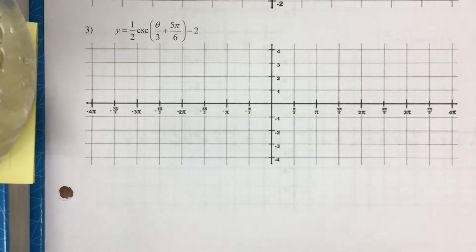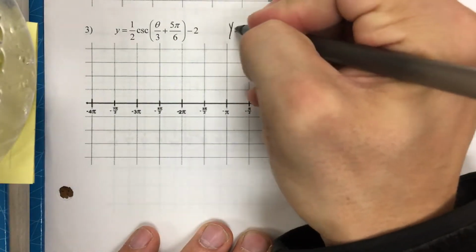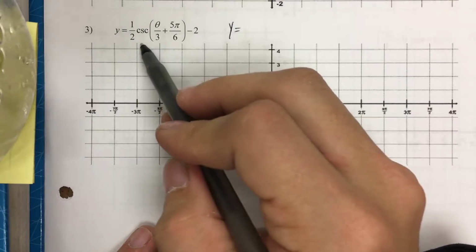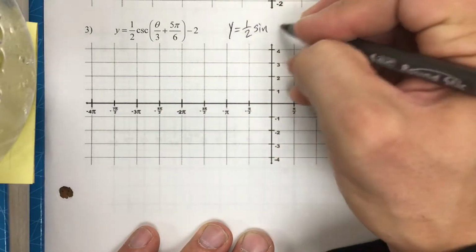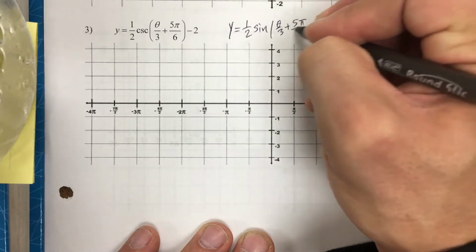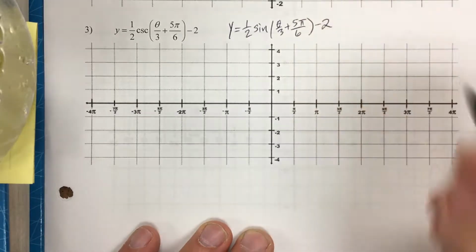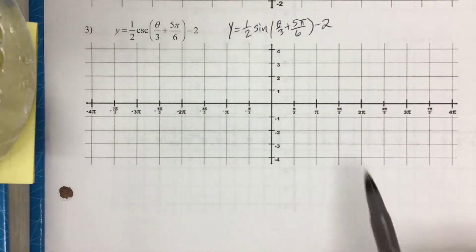So for this one, we're going to learn how to graph cosecant of x. The first thing that we're going to do is change the cosecant to sine. So we're going to graph y equals 1/2 sine of theta over 3 plus 5 pi over 6, minus 2. It's going to be the first thing that we graph. Hopefully you already know how to graph sine.